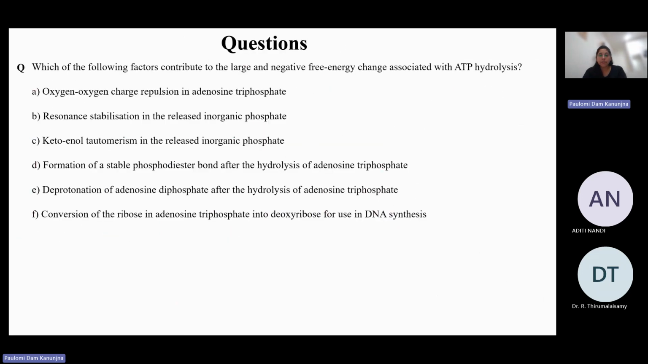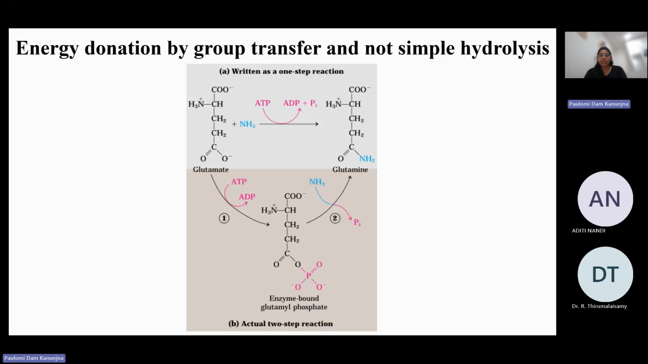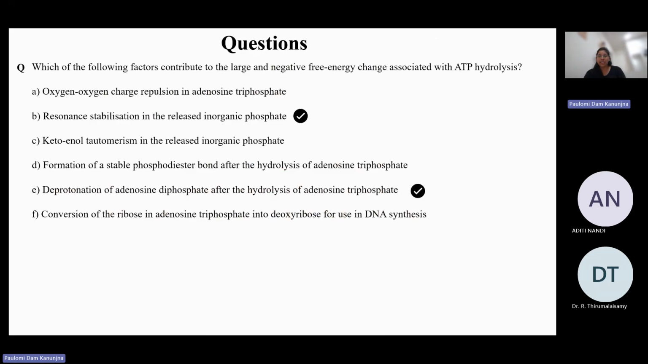And lastly, conversion of ribose in adenosine triphosphate to deoxyribose for use in DNA, which is again not correct, because you see no such change in the ribose. The ribose is still ribose everywhere. It doesn't suddenly change to deoxyribose. Deoxyribose is the sugar used in DNA, but that's a completely different thing. It is not part of this pathway or this reaction that we are looking into. So except for the B and the E, everything else is incorrect, and we have seen why.